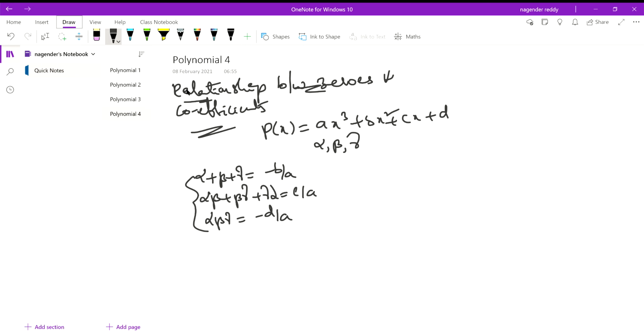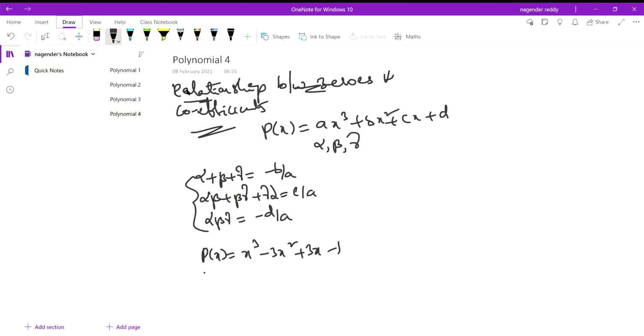Now let me go with one example. I'll use one example: let p of x equal x cube minus 3x square plus 3x minus 1. Let us take this one. So by using different knowledge, let me find the alpha, beta, gamma of this one.